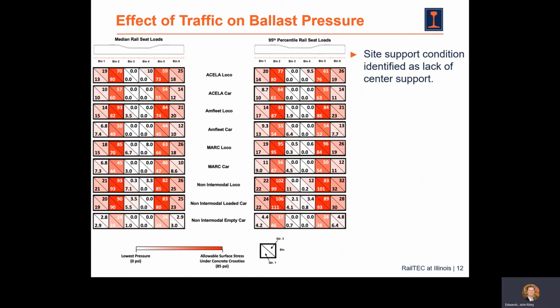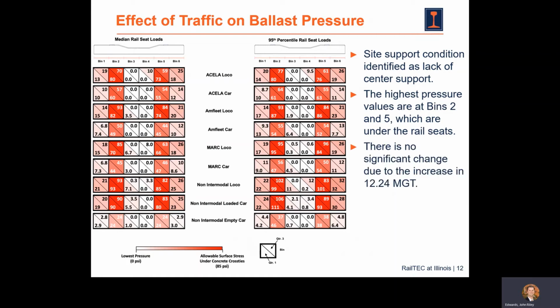So once again, lack of center support at this site. We saw the highest values under bends 2 and 5. These are beneath the rail seats, and we didn't see a significant change quarter over quarter after the accumulation of around 12 MGT on the Northeast Corridor.